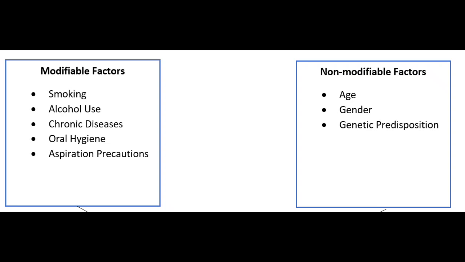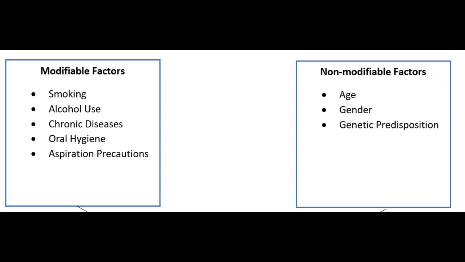Next one, we have our oral hygiene. Poor dental health and oral hygiene can increase the risk of aspiration of bacteria from the mouth. Next, we have aspiration precautions, especially in high-risk individuals. Examples are those with swallowing difficulties.